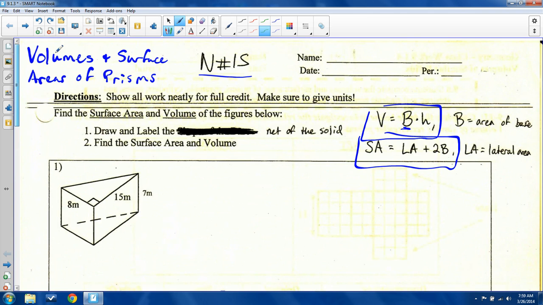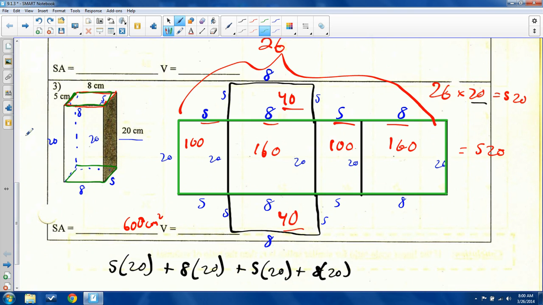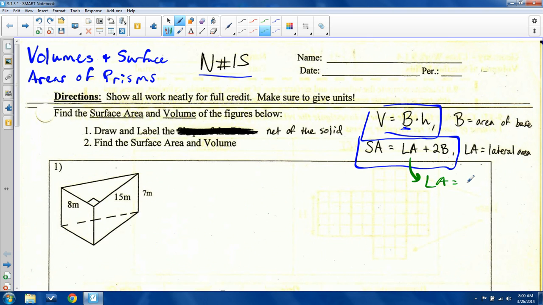So surface, so lateral area. I'm going to go back to lateral area one more time. Your lateral area, the area of your lateral faces, the guy in the green rectangle, is equal to, I'm going to do perimeter first, the perimeter of your base times your height. Okay. Right now, for the sake of time, that's the best explanation that I'll give.